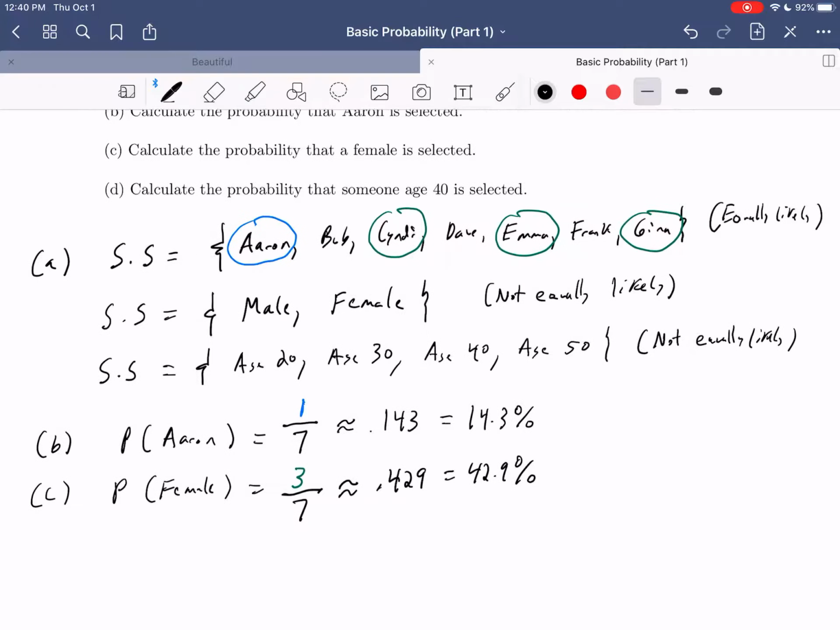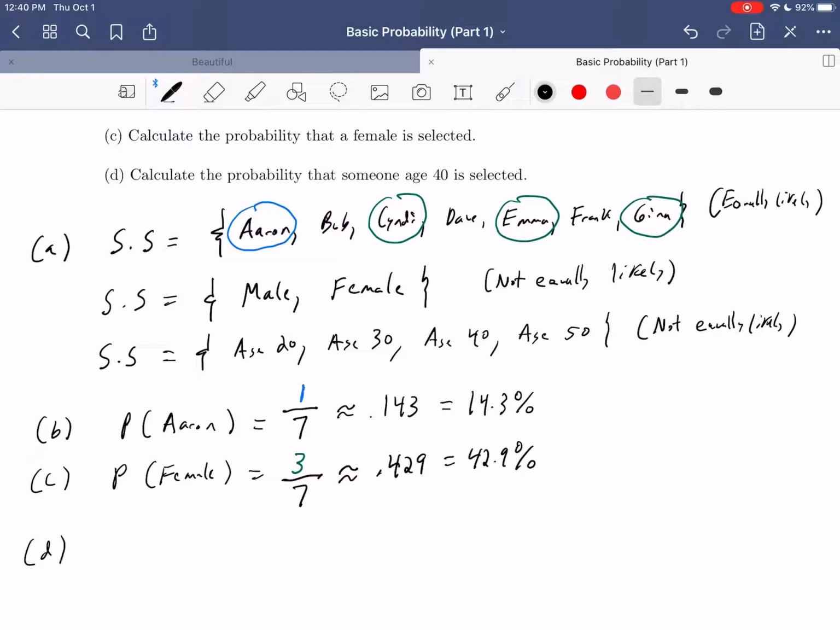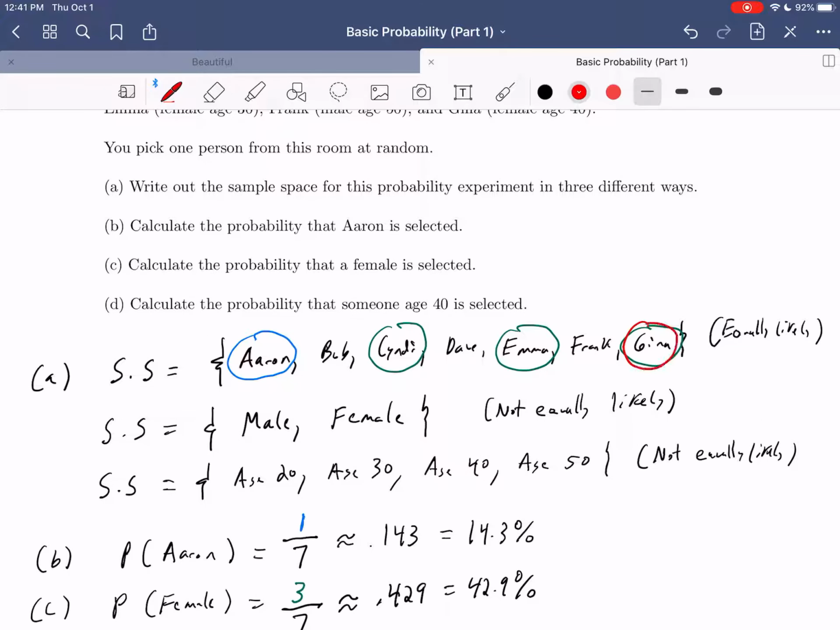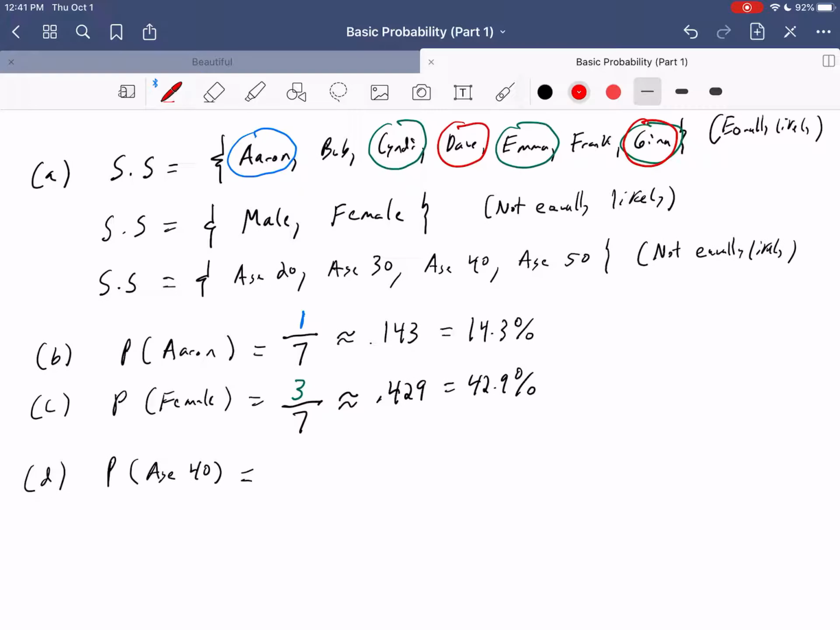All right, we have one more, someone age 40. So we want the probability age 40. Okay. Well, which people would achieve age 40? If we go back up here, we can remember that Gina was age 40 and Dave. So that would be Gina and Dave. So that would be 2 out of the 7 people. And if we calculated that, 2 divided by 7, I guess we could view that as 0.286, which is 28.6%. So there we go.